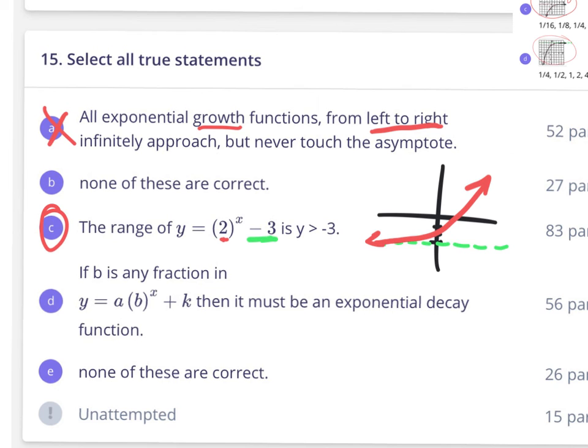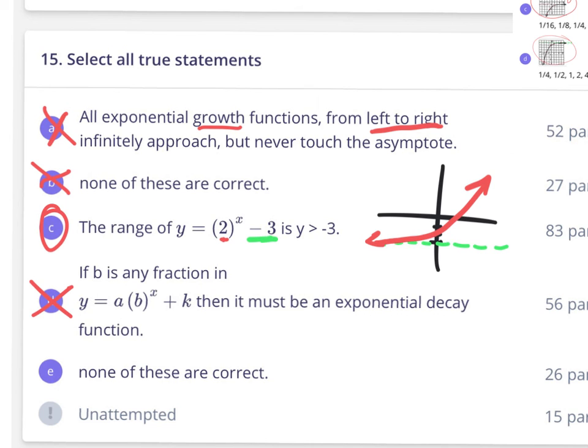So right here it's saying that if this is any fraction, it must be decay. That's false because it could be a fraction that's greater than 1. So we're going to cross that one out. And there's 2, none of these are correct. Wow, that was another typo, my bad, I apologize. So obviously C is the only correct answer there.